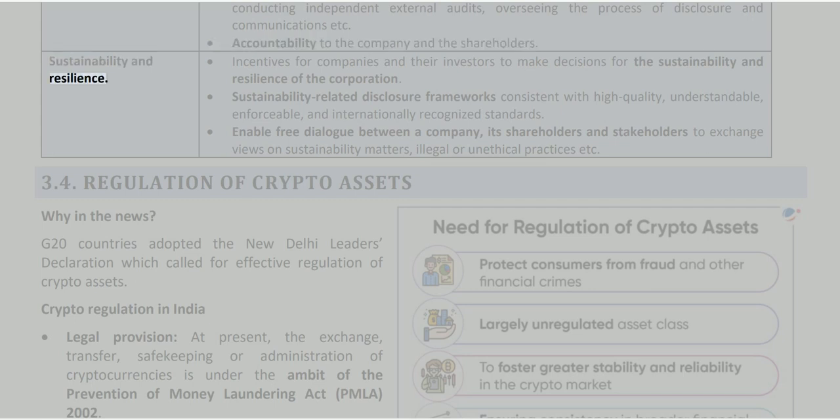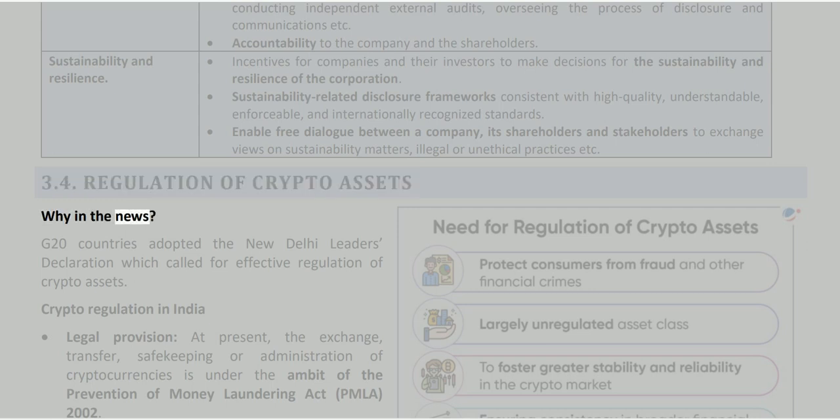Sustainability and resilience. Incentives for companies and their investors to make decisions for the sustainability and resilience of the corporation. Sustainability related disclosure frameworks consistent with high quality, understandable, enforceable, and internationally recognized standards. Enable free dialogue between a company, its shareholders and stakeholders to exchange views on sustainability matters, illegal or unethical practices, etc. 3.4 Regulation of crypto assets.